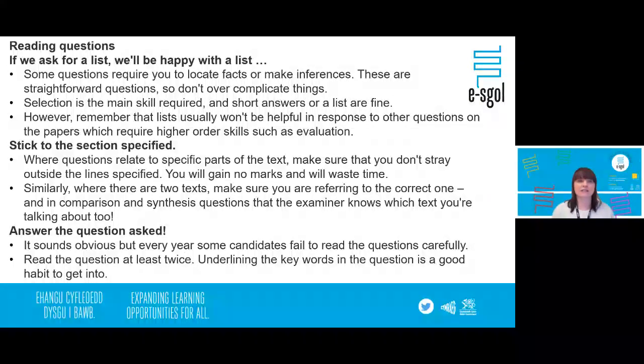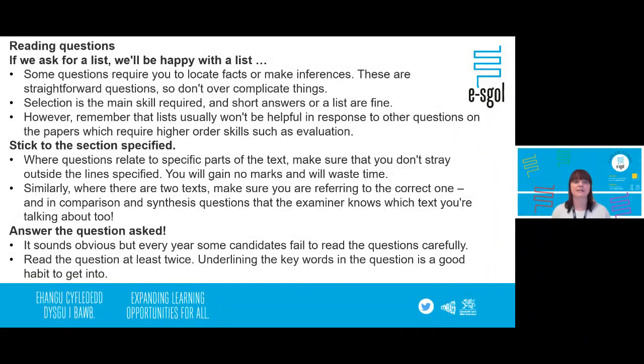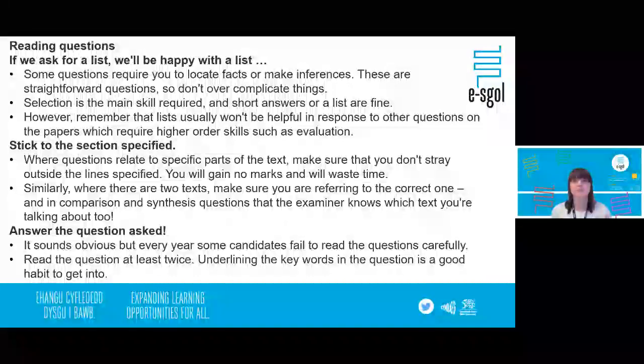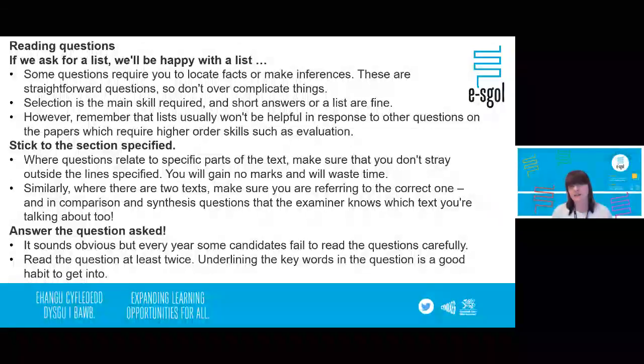Again, things like reading questions: if they're asking for a list, they'll be happy with the list, okay? So some questions ask you to locate facts or make inferences. They're straightforward, and the WJEC are telling you not to overcomplicate those, okay? Don't make it more complicated than what it needs to be. Selection is the main skill that's required, okay? Stick to the section that's specified as well, okay?